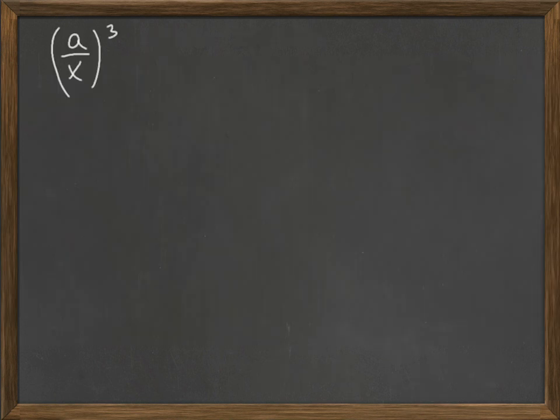All right, let's do a few more examples. Now we have a divided by x quantity to the 3rd power. Okay, that's going to become a to the 3rd power divided by x to the 3rd power. Okay, and that's our final answer.